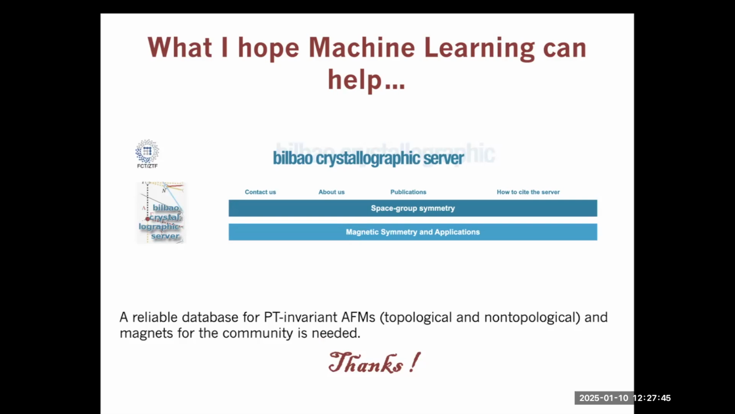Then I asked my postdoc to check every one in the literature, but none of them was PT-invariant. In other words, in my opinion, the Bilbao database is not very reliable for magnetic materials. I don't know whether machine learning can help, but I hope so. If you can send me a reliable list of PT-invariant antiferromagnets, whether topological or non-topological, I will appreciate it. But I think for the community, a more reliable magnet database is needed. Maybe other methods can help, and thanks for your attention.